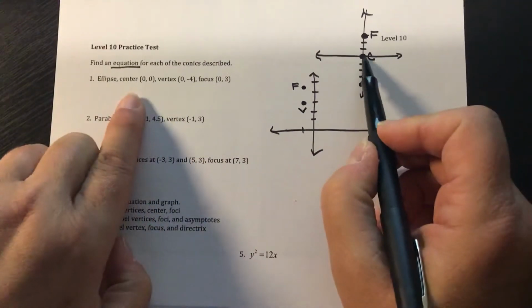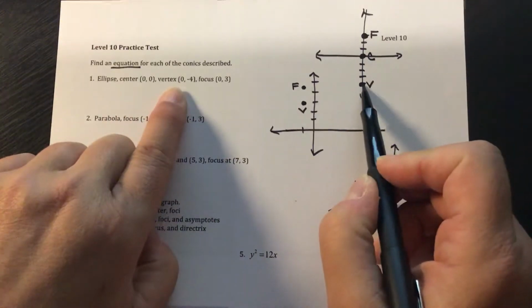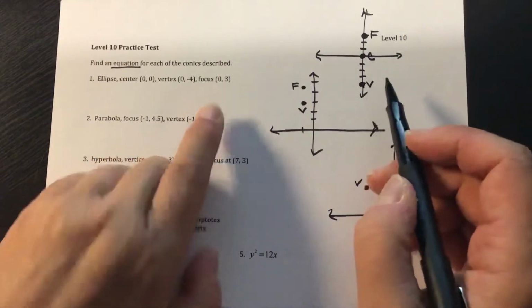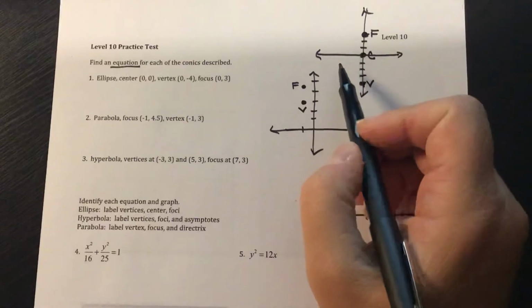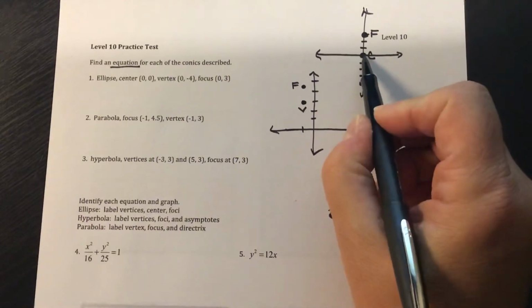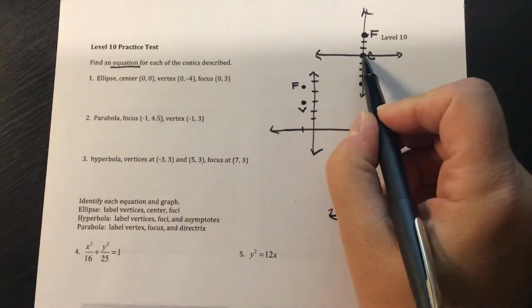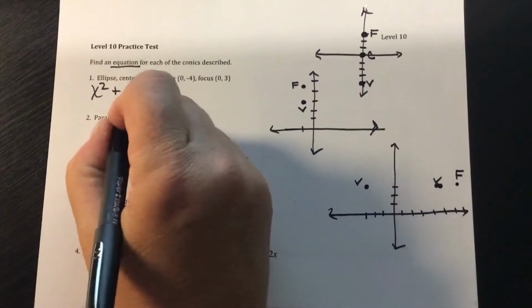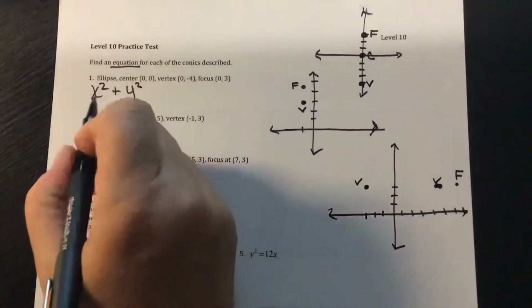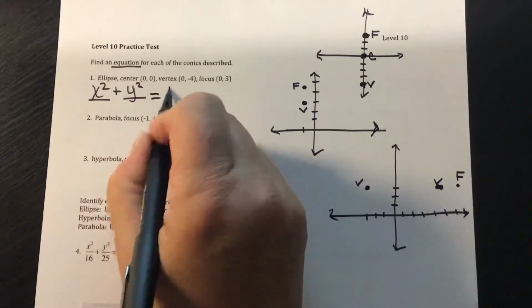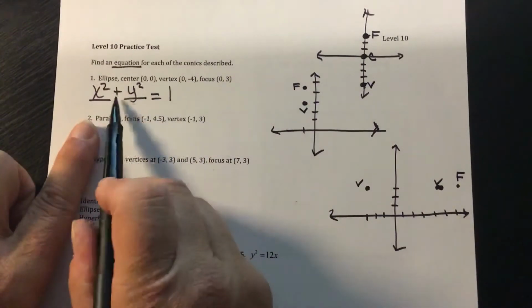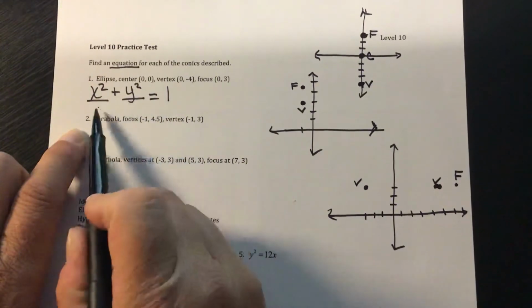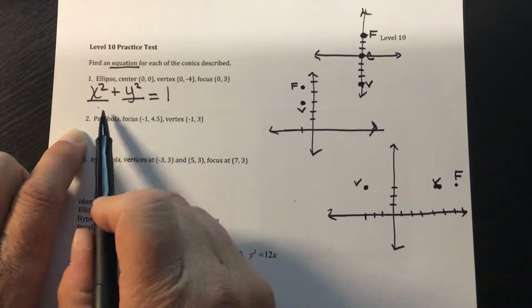We have a center at (0, 0), a vertex at (0, -4), and a focus at (0, 3). Now I can label all these other parts, but let's see what we can get just from this information. I know that my center is at (0, 0), so because this is an ellipse, I'm not going to have any transformations or any values subtracted from x or y. So I have x squared plus, for the ellipse, plus y squared. And my a squared and b squared values are going to go down below x and y.